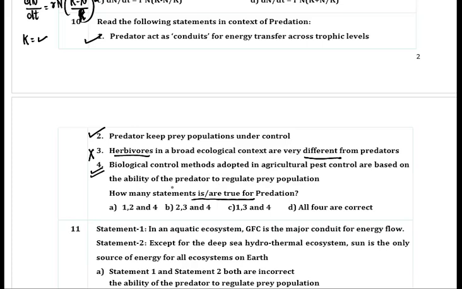So how many statements are true here in this question? Statements 1, 2, and 4 are true. That means the correct answer is A. Okay, the correct answer is A. Now we move to the next question.